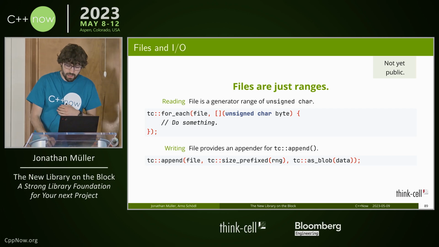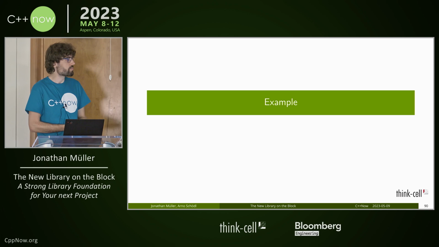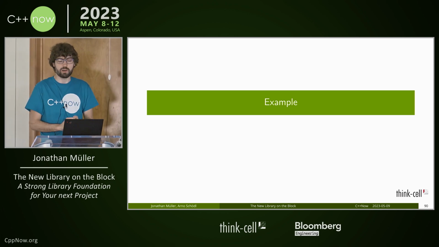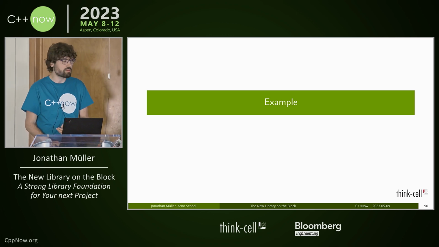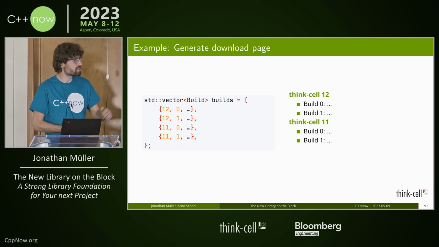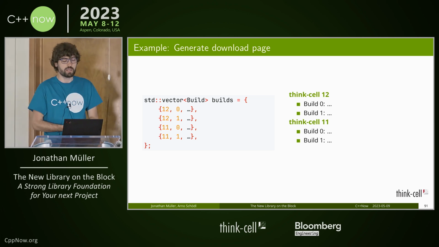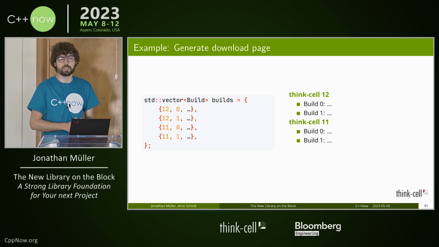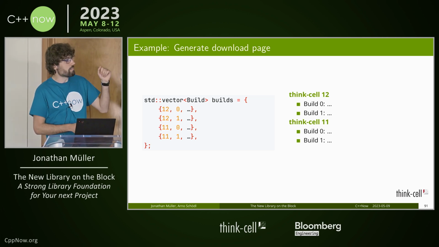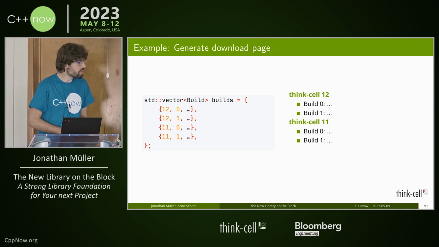Okay. Then finally, to close this talk, I wanted to show you some real-world example of how our library is used. So we use C++ for everything. This even includes our website. So we've got some code that turns the list of build numbers that we currently have into the download page. So we've got a list of builds given a major number and a build number and some download URL, and we want to generate HTML that just groups them by major number and then lists each individual build.